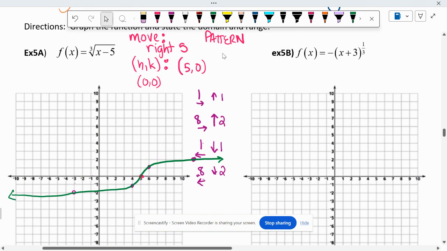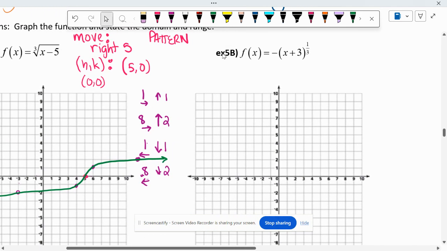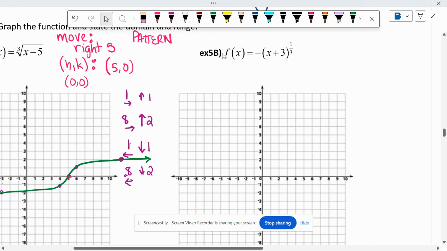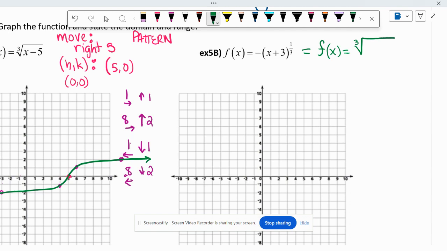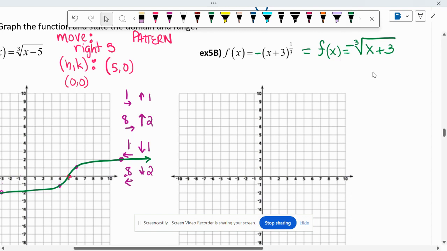We're going to talk about movement, new starting point, and pattern. So the first thing I want you to do is I'm going to rewrite this. I just want you to know that this is the same thing as f of x equals the cube root of x plus 3. And I see that there's a negative out in front of it. Do you guys see that negative out in front of it? See that right there? Okay. So let's talk about the movement.